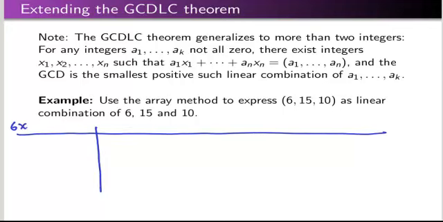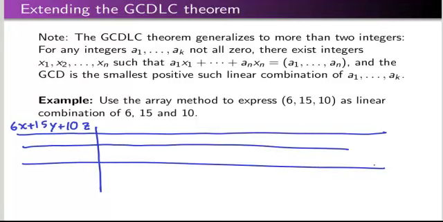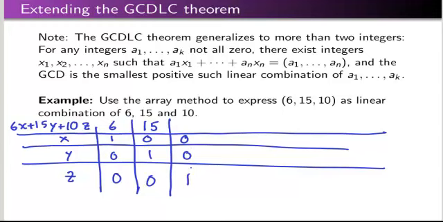So this time I'll have 6x plus 15y plus 10z. X, y, z. And you can set it up any way you like here. You don't have to start with 1, 0, 0. You just want to get some starting numbers here. So 1, 0, 0 would give us a 6. 0, 1, 0 would give me a 15. And 0, 0, 1 gives us a 10. And then just start reducing these numbers.